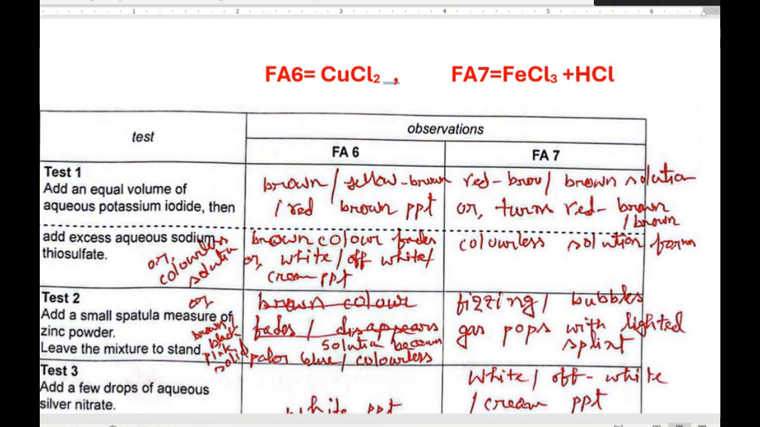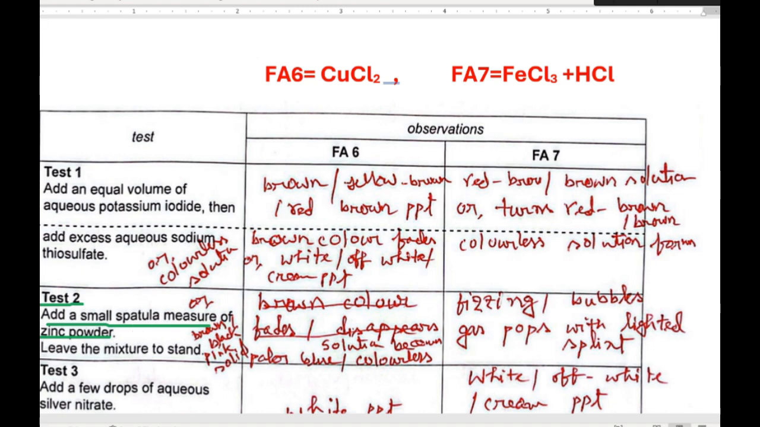That means in every test in your lab, you write what you would see. First, when you add potassium iodide, you see iodine produced, so the solution turns brown or red brown. Brown, what must you write? Then test 2, add a small spatula measure of zinc powder.